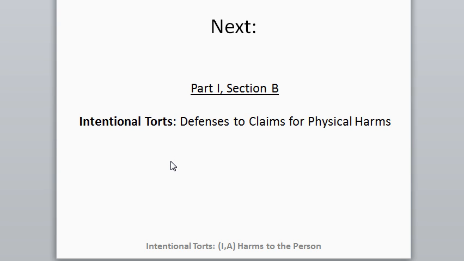So we've finished Part 1, Section A, harms to the person, and next we will turn to intentional torts and the defenses to the claims for physical harm. So the defenses for everything that we just discussed here.